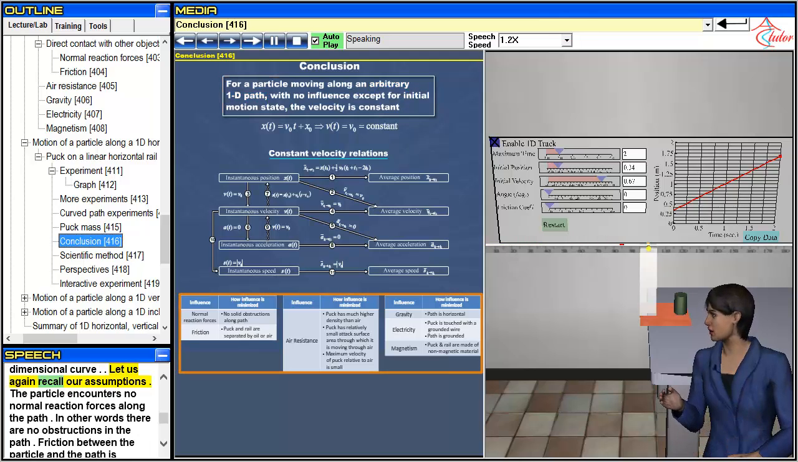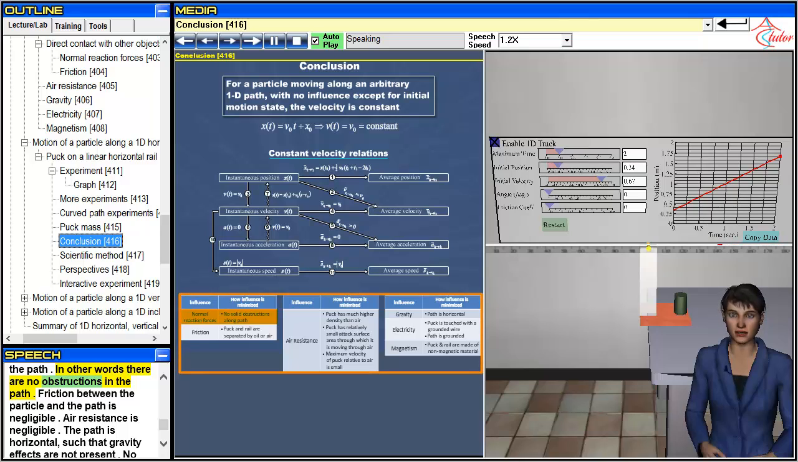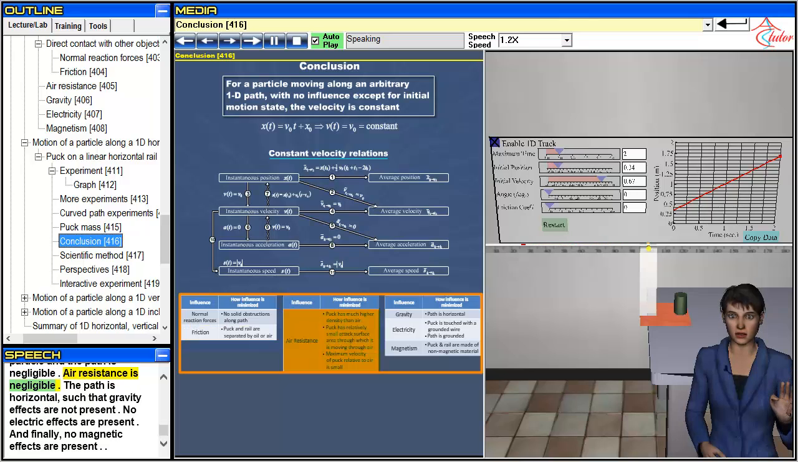Let us again recall our assumptions. The particle encounters no normal reaction forces along the path. In other words, there are no obstructions in the path. Friction between the particle and the path is negligible. Air resistance is negligible. The path is horizontal, such that gravity effects are not present. No electric effects are present. And finally, no magnetic effects are present.